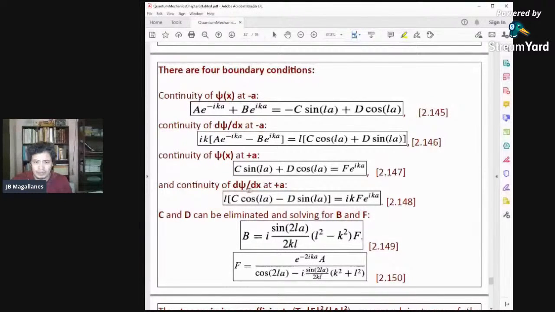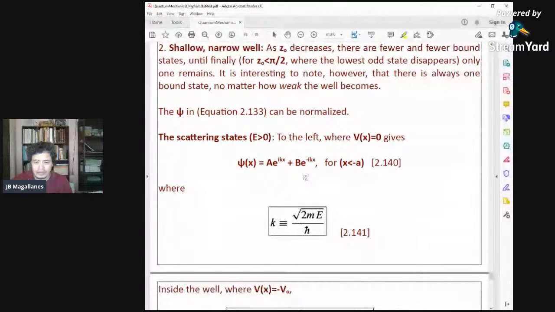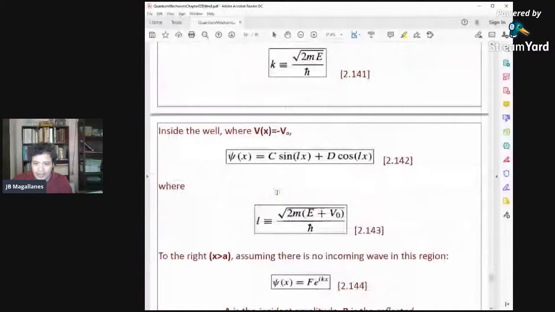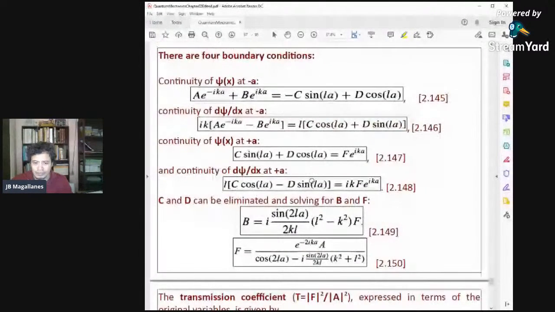I need your consent on it. Do you want us to continue? So you also have to get the derivative of this and then the derivative of this to get this expression. You have to evaluate at x equal to positive a. So there are 4 boundary conditions.